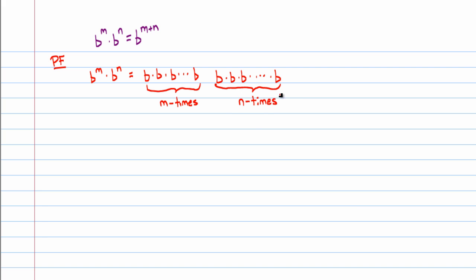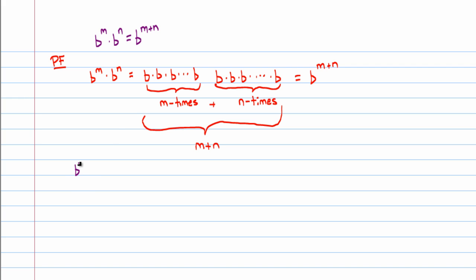Well, if you think about that all together, how many times is b being multiplied? Well, you have m times there plus another n times there, so you have m plus n times. So if I say I'm going to multiply b against itself m plus n times, that's the same thing as saying b to the m plus n power.